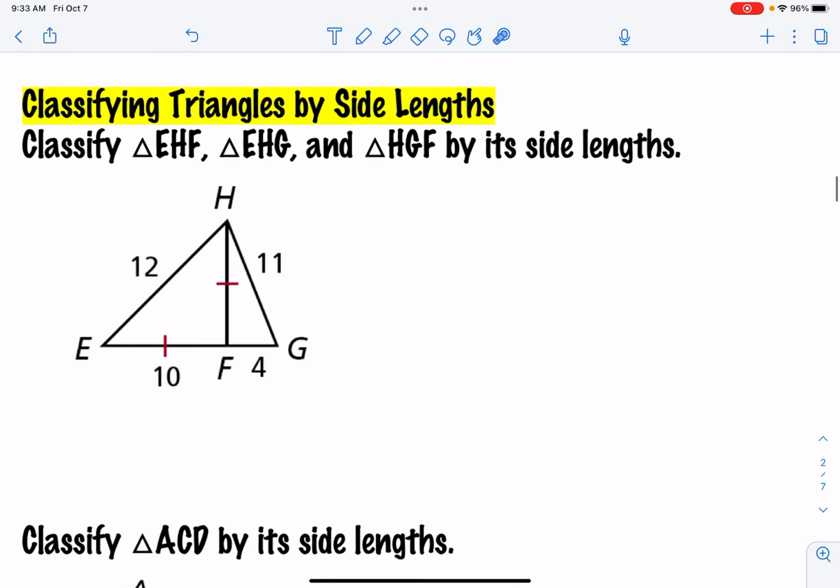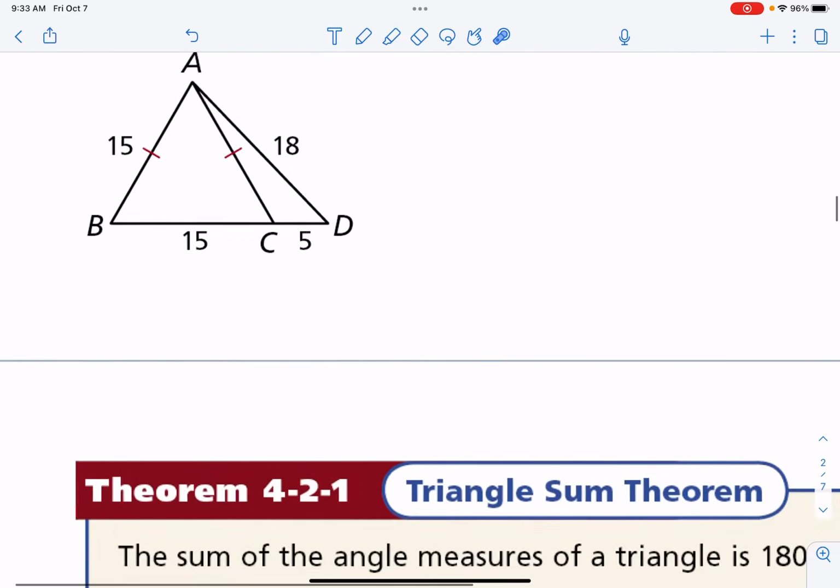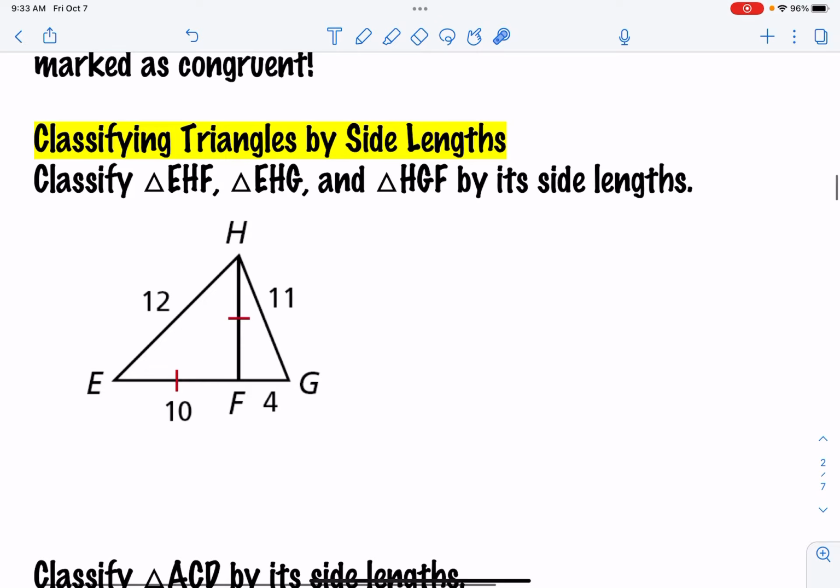All right, this one, same idea as what we just did before, but now we're looking at the side lengths instead. So first one is triangle EHF. EHF is right here. So look at your tick marks. You have a 10 here and then a tick mark here. So that is going to be called an isosceles triangle because they are marked that way.